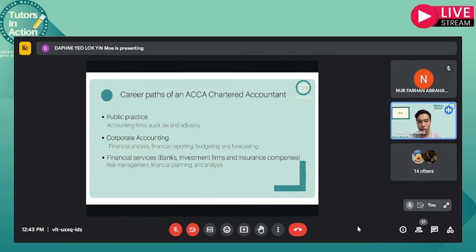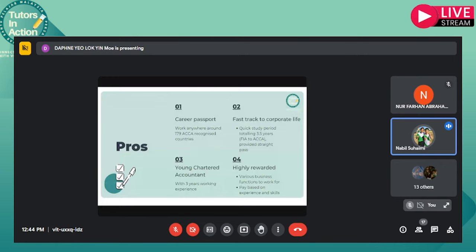Next slide. Doing ACCA is actually quite similar to what the next presenter, Lin Xia, will be presenting about, ICAEW. So ICAEW is also a professional qualification, quite similar to ACCA. The aim is to produce chartered accountants.